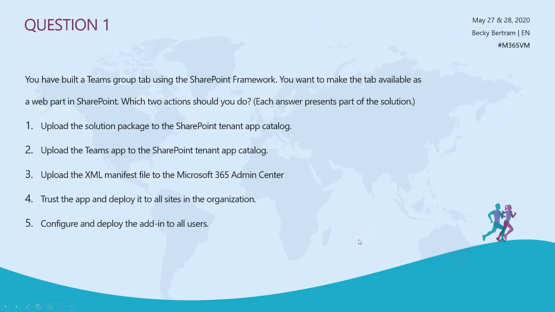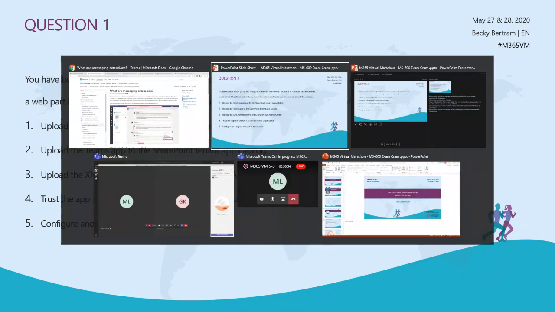All right, so we've got a couple questions. You have built a Teams tab using the SharePoint framework. You want to make the tab available as a web part in SharePoint. What should you do? Each answer presents part of the solution. So this is one of those things where you would need to pick 2 answers. Upload the solution package to the SharePoint tenant app catalog. Upload the Teams app to the SharePoint tenant app catalog. Upload the XML manifest to the Microsoft 365 Admin Center. Trust the app and deploy it to all sites in the site collection, and configure and deploy the add-ins to all the users.